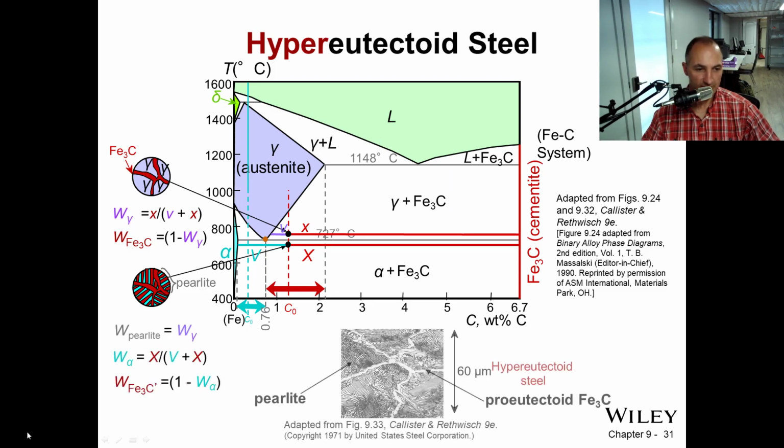So that's why I wrote it here: the weight percent of the austenite equals the weight percent of the perlite. And then all we're left with having to determine now is the weight percent of the alpha, which is big X over big X plus V. And then 1 minus that is the weight percent of the iron carbide. And the weight percent of the iron carbide includes the pro-eutectoid iron carbide plus the iron carbide that's in the perlite.